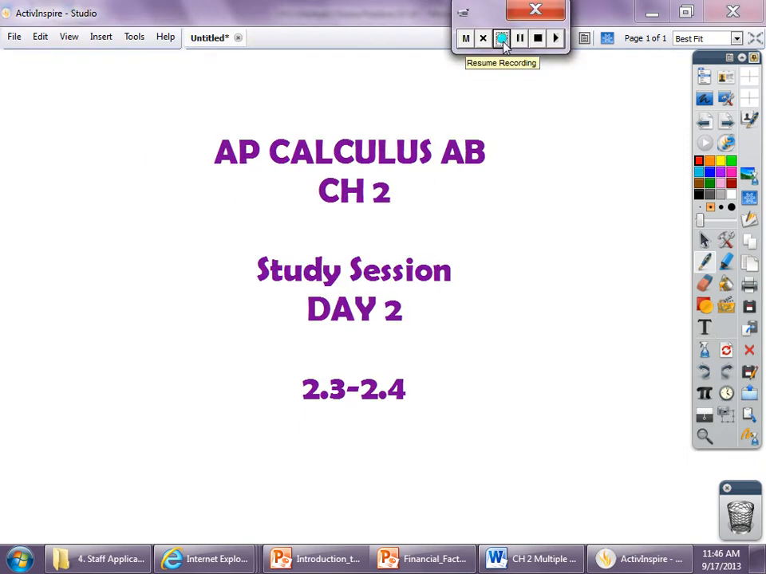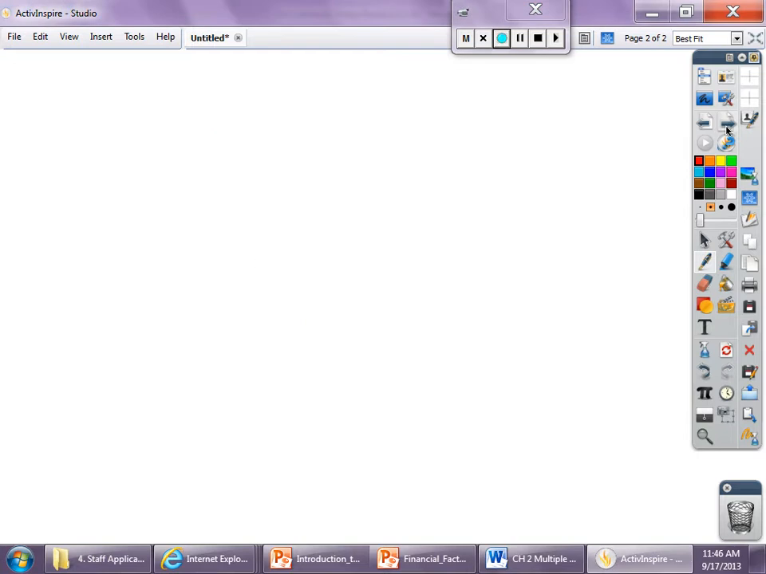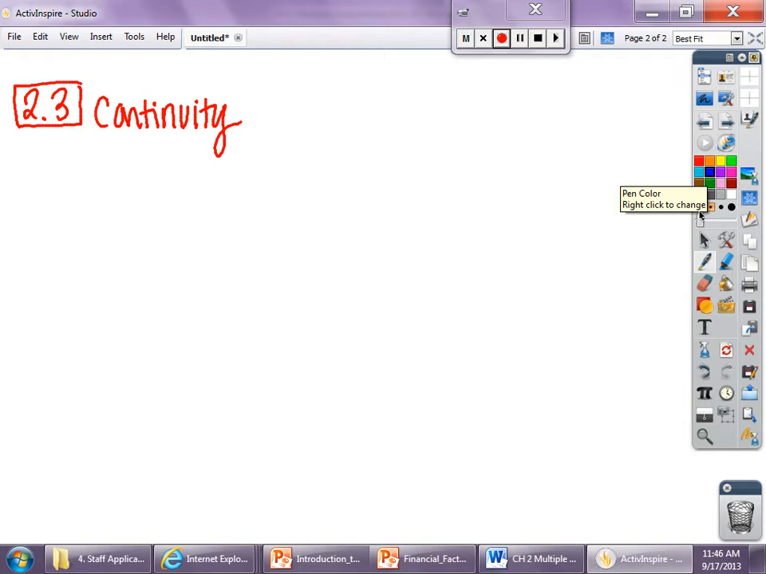So let's go through. Continuity is the start. That's 2.3. I'm just going to go in order. I like the order of the book so far. We pretty much do always go in order of the book. All right, continuity. Let's start off with the definition, which you should know by now.